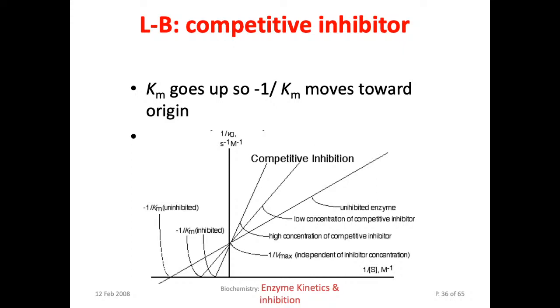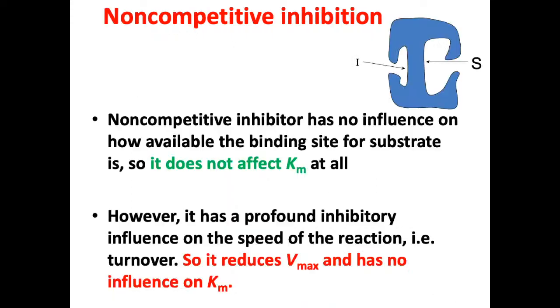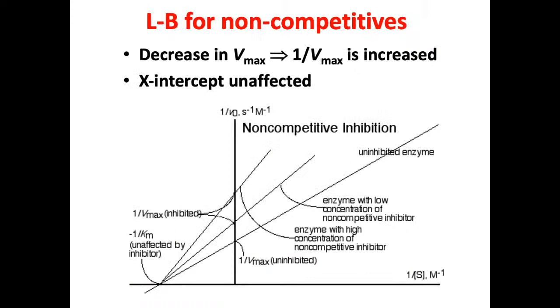So minus 1 by Km will move towards the origin. And in this case, your Km will remain constant, but your Vmax will keep decreasing. If your Vmax is decreasing, then 1 by Vmax will keep on increasing. So that's why the slope will go up and up and up.